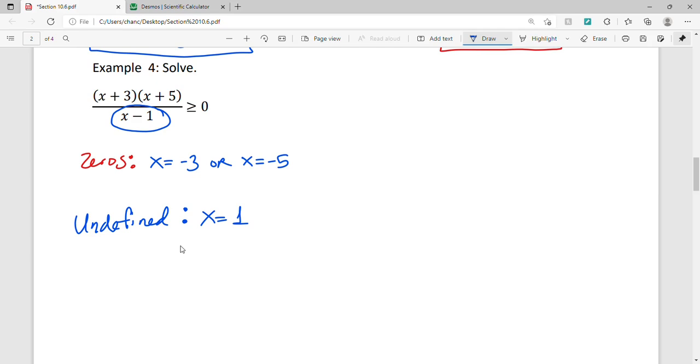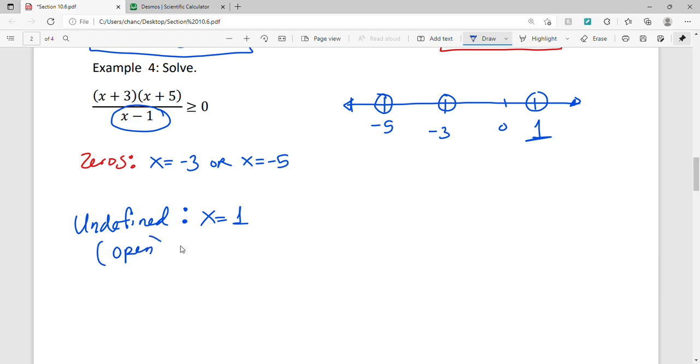We can make a number line to look at our solution set. I'll plot the point negative 5, negative 3, and we'll plot the point 1. Now we're going to have open circles for the 1. The reason it's an open circle is because it's undefined. You can't include that in your solution set, so 1 must be an open circle.